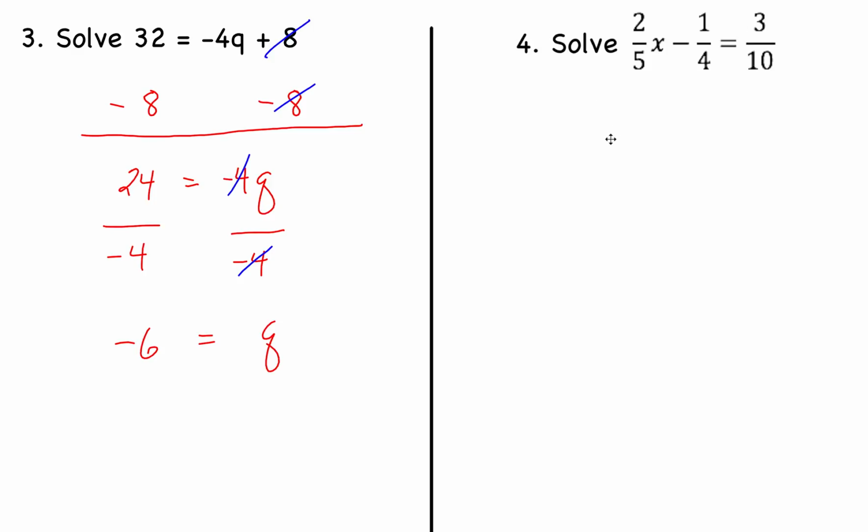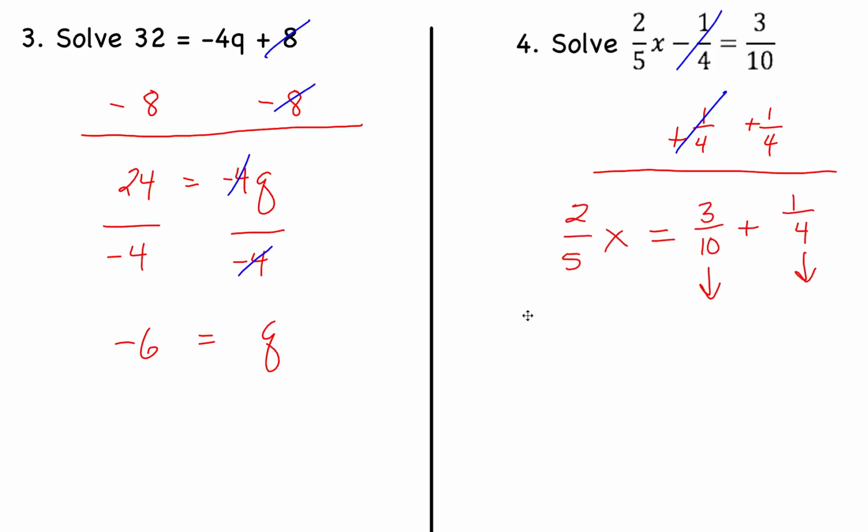Over on the right-hand side, your favorite fractions. So we have 2/5 x minus a fourth. So we want to add 1/4 to both sides. Okay, so on the left-hand side, the 1/4 will cancel. They add to 0. And we're left with 2/5 x equals 3/10 plus a fourth.